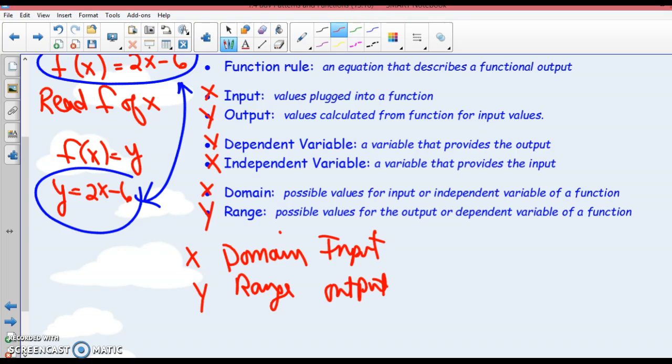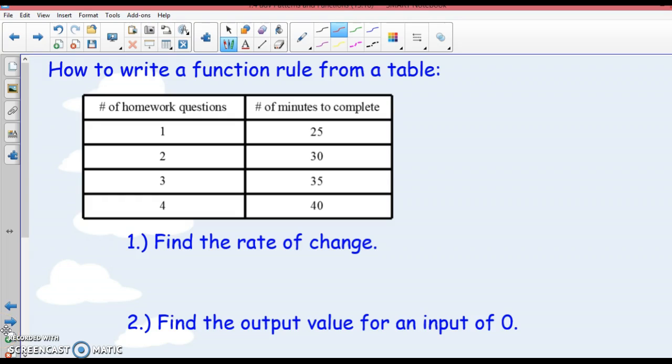All right. Now, how to write a function rule from a table. First thing you are always going to do is look for a pattern. Look for a pattern. Let's find our change in our table. What's happening on this side? What do you do to 25 to get to 30? You add 5. What do you do to 30 to get 35? You add 5. What do you do to 35 to get 40? Add 5.